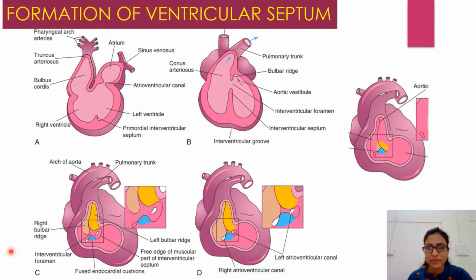Formation of the ventricular septum. The ventricular septum has two parts, that is a membranous part and a muscular part. The muscular part is formed by the proliferation of the cells, that is the interventricular septum, from the floor of this primitive ventricle. Now the membranous part is formed by the right and the left bulbar ridges as well as the endocardial cushions. So there is proliferation of these right and left bulbar ridges and endocardial cushions. Once they get fused here, that forms the membranous part of the ventricular septum.